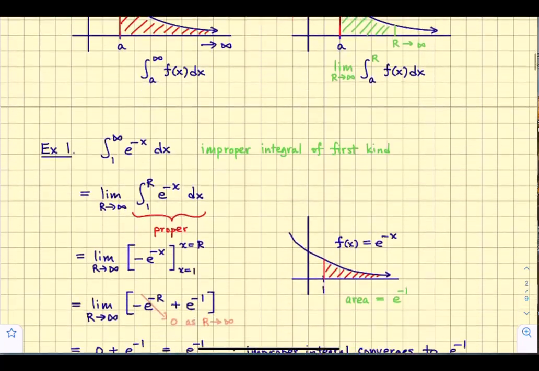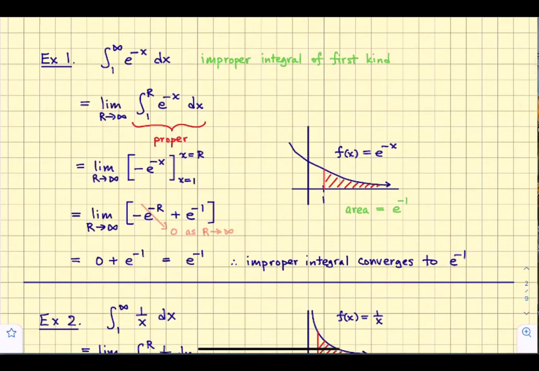Let's look at an example. For example 1, we have the integral from 1 to infinity of e to the minus x dx. This is an improper integral of the first kind because the interval is infinite. We will rewrite this as the limit as r goes to infinity of the integral from 1 to r of e to the minus x dx. This is a proper integral. We know how to anti-differentiate this and evaluate between limits.